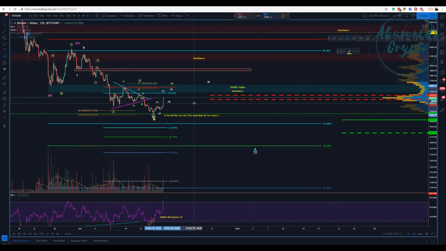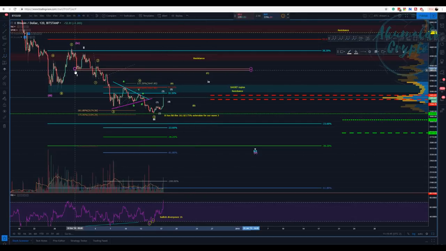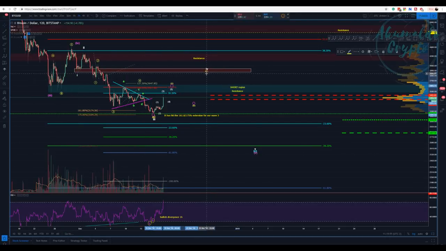So this is A, this is going to be B, and then we have a C that potentially can go to the one wave region, the white degree here, one wave, and it won't be wrong because this would be an ending diagonal, okay? It's fine. So A would finish here at the short region. Remember, guys, waves of a higher degree tend to retrace to the region of the wave four of a lower degree. So this wave four here is of a lower degree than this wave four here, this Y degree.